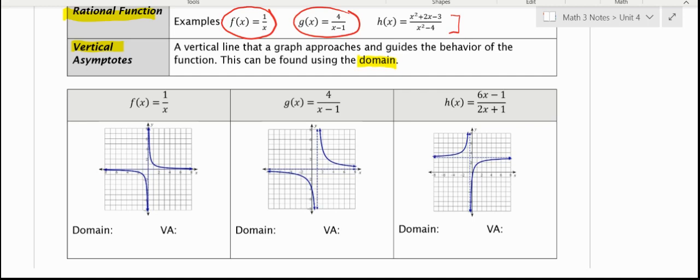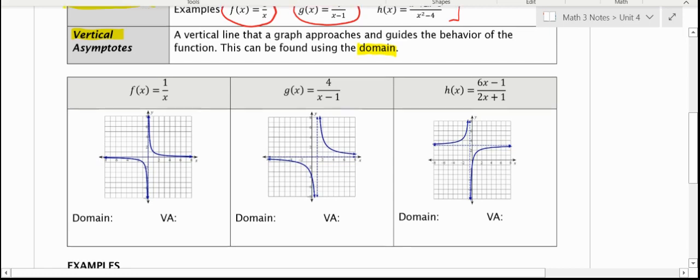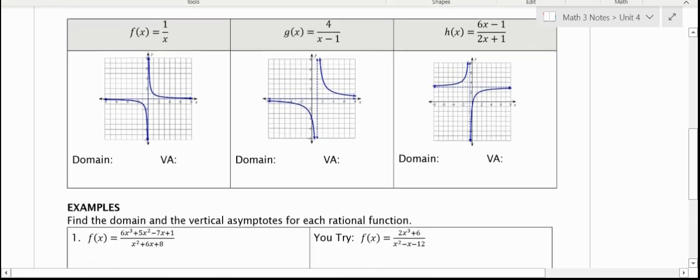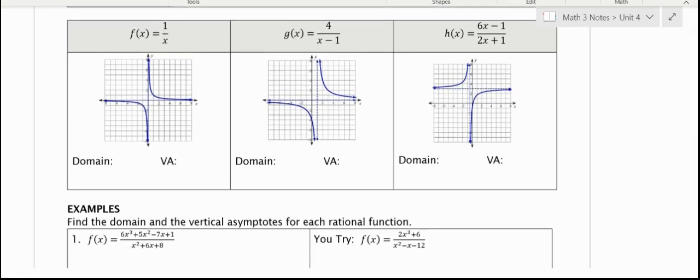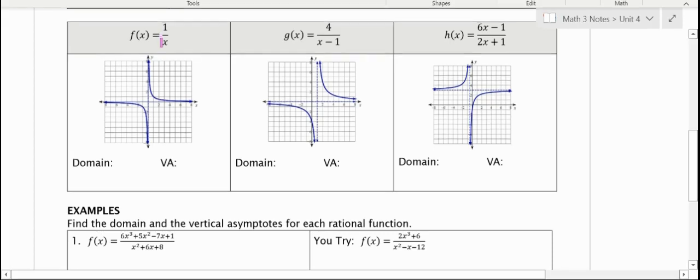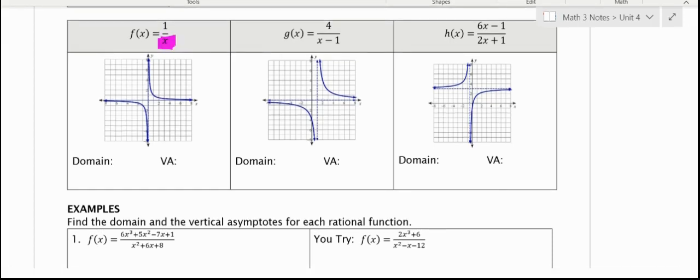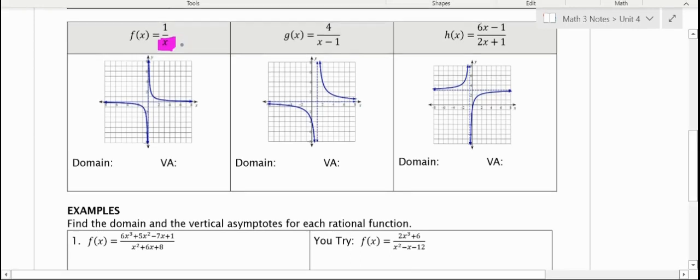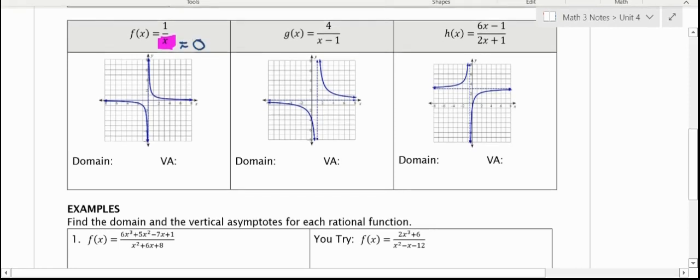So this is going to be a vertical line that we see on our graph, that as our graph approaches this imaginary line, it's going to extend infinitely, either in positive infinity or negative infinity. So we're going to want to pay special attention to the domain. So in these first three examples, the first thing we're going to think about is that when we have a variable in the denominator, there's certain values that we're not allowed to have. And specifically, we can't have our denominator equal 0.